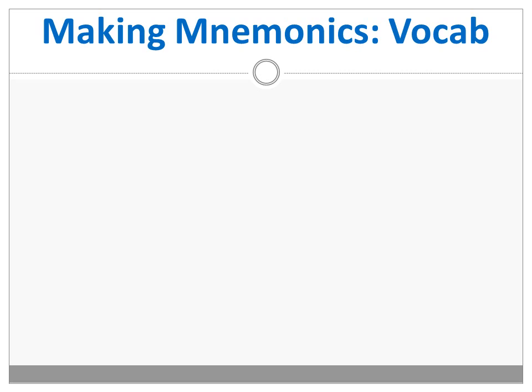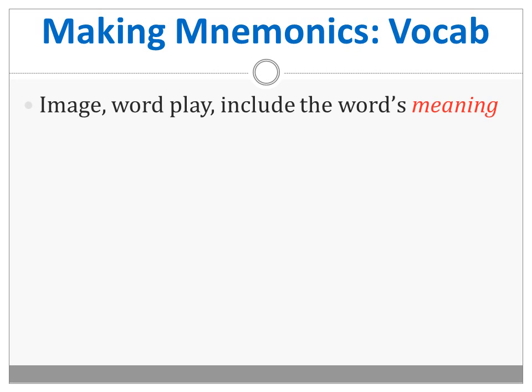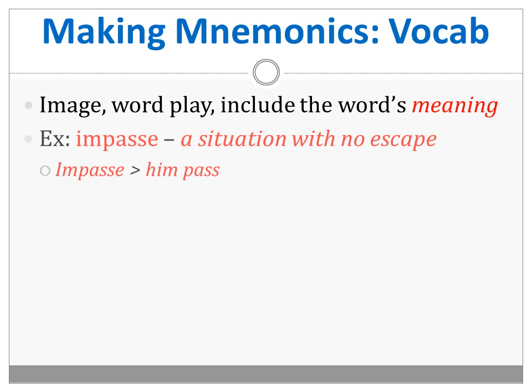So let's say I want to learn a specific vocabulary word. For words and definitions, I often use images and a memorable phrase. I especially like rhymes or half rhymes and bilingual plays on words. If possible, I include the meaning of the word in the mnemonic. For this example, I made a mnemonic for the word impasse, which means a situation with no escape.